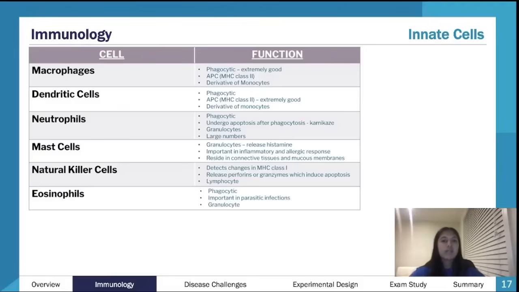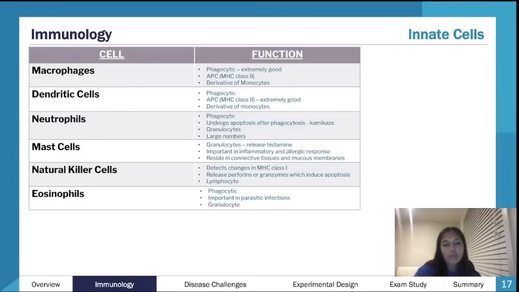They will engulf a pathogen, and the way they kill it is that they release really harmful enzymes and toxins. So it kills the pathogen, but it ends up killing them in the process. That's a little characteristic about them. Mast cells, really key. You always associate them with histamine, and they're very involved in your allergic and inflammatory responses. Something to be aware of is that they reside in the connective tissue, so they're not floating throughout the bloodstream. They just sit and release the histamine.